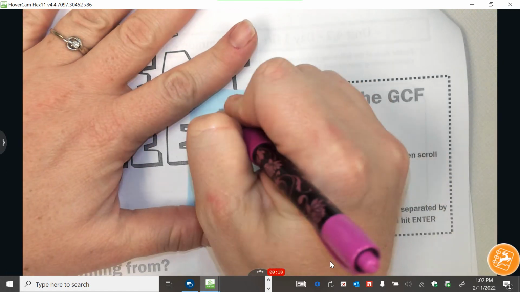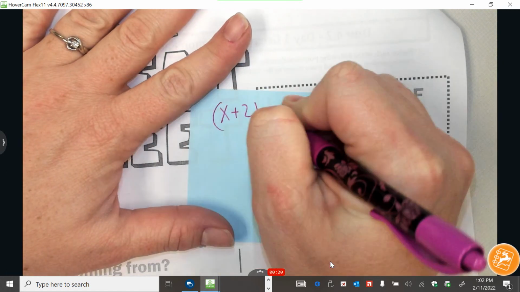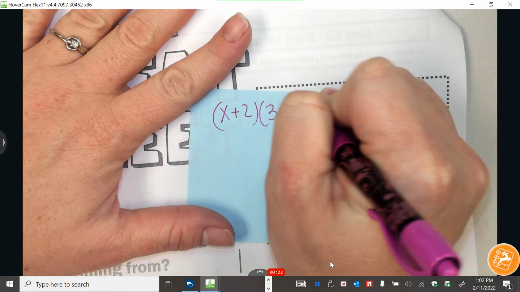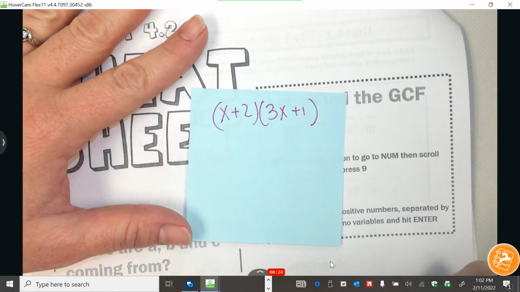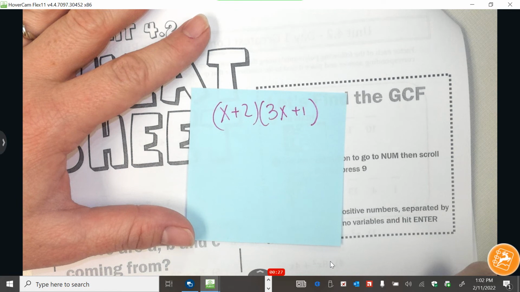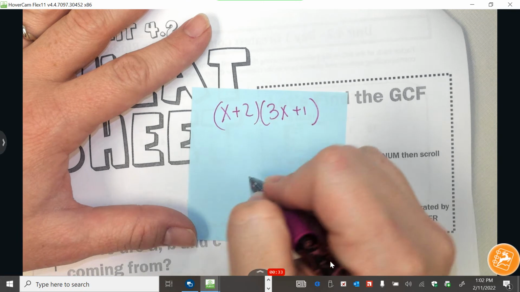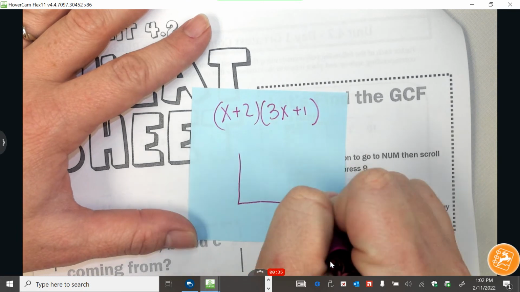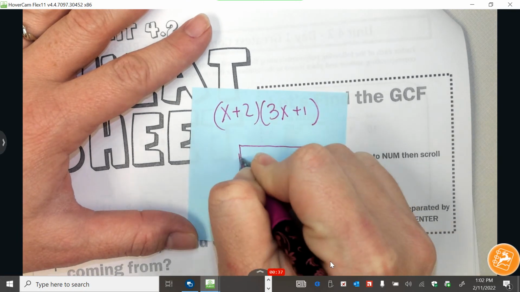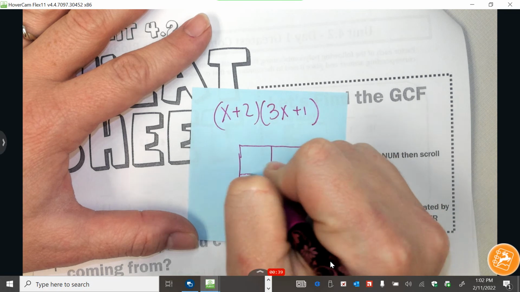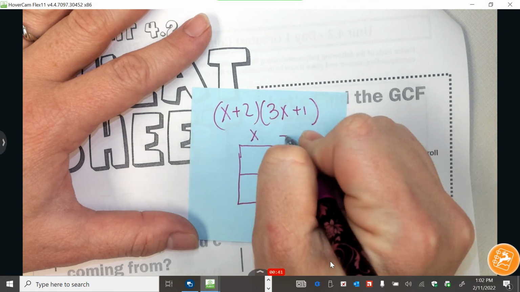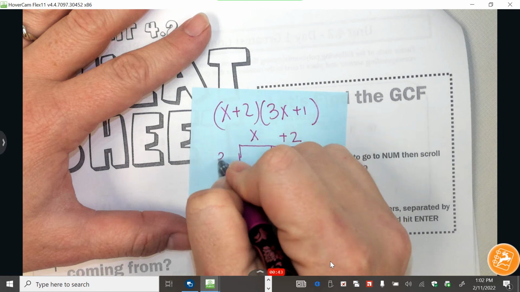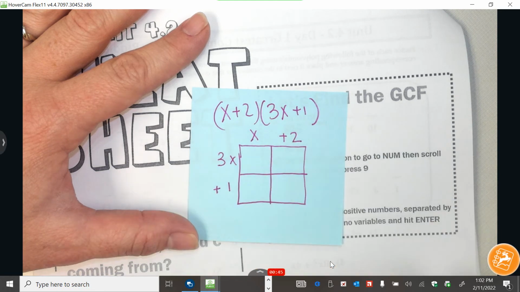If I have x plus 2 times 3x plus 1, how do I multiply those? Using the box. Do y'all remember this? Okay, so we put the two terms on top, so x plus 2, and then the two terms on the side, 3x plus 1, right?